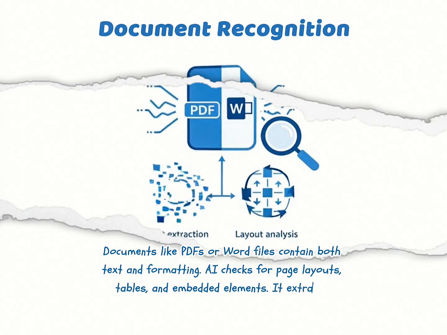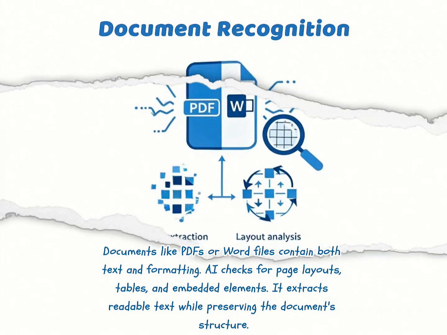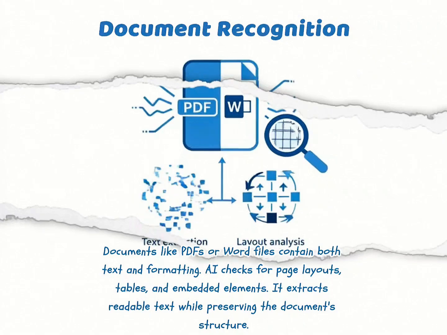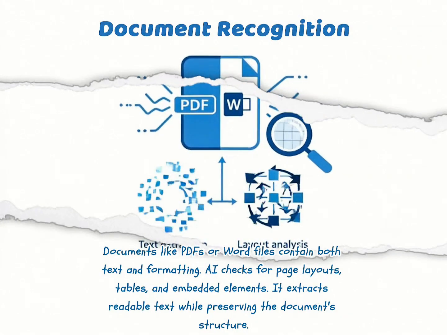Documents like PDFs or Word files contain both text and formatting. AI checks for page layouts, tables, and embedded elements. It extracts readable text while preserving the document structure.